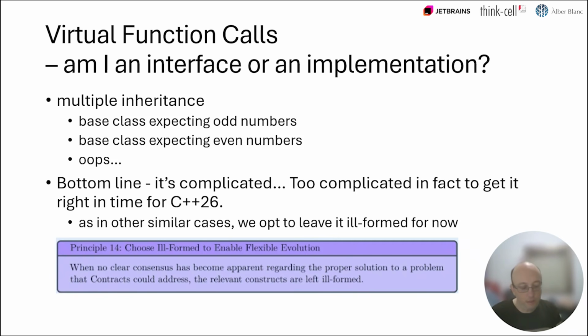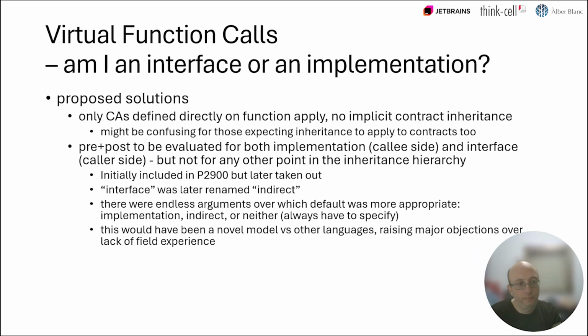So as you can see, this is very complicated. And as with other previous features that we saw, there is simply no way to reach any consensus about this for C++26. So of course we made it ill-formed for now. So you cannot have in C++26 contracts on virtual functions, or more to the point, preconditions and postconditions.